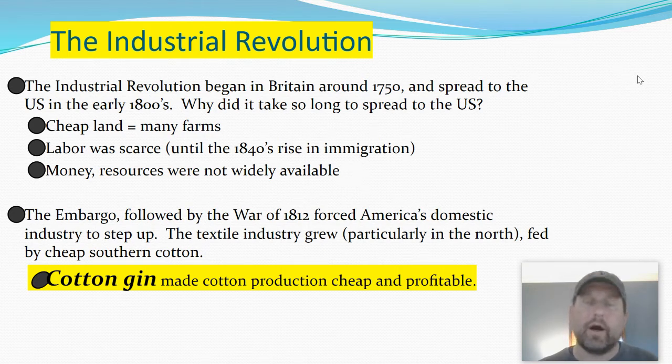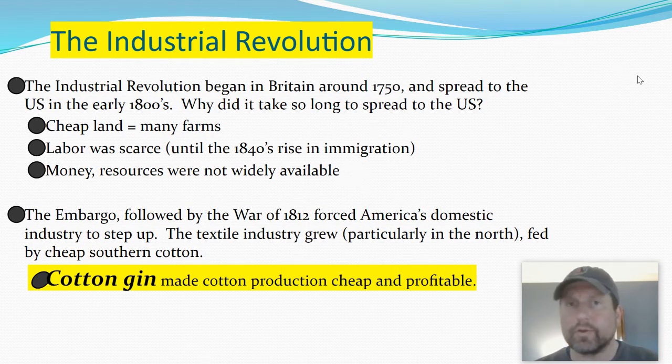Loosely defined, until the rise in immigration that we witnessed at the end of time period four in the 1840s. Remember, that was a new class of immigrants, a lot of Irish, a lot of Germans. And of course, they make up the bulk of this new labor force because of the Industrial Revolution's needs.